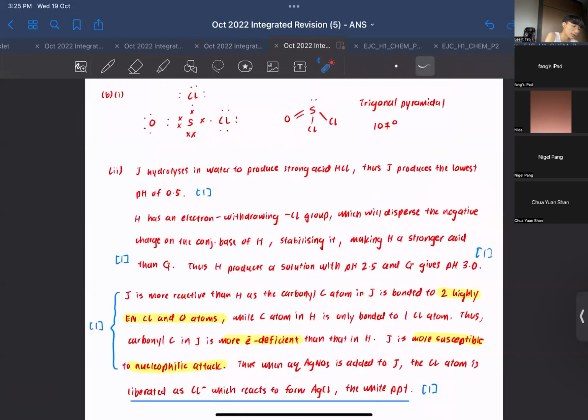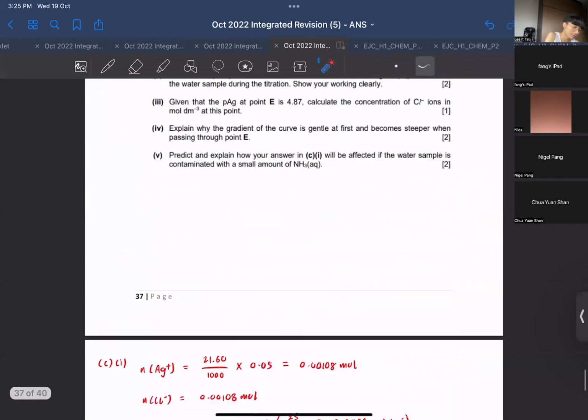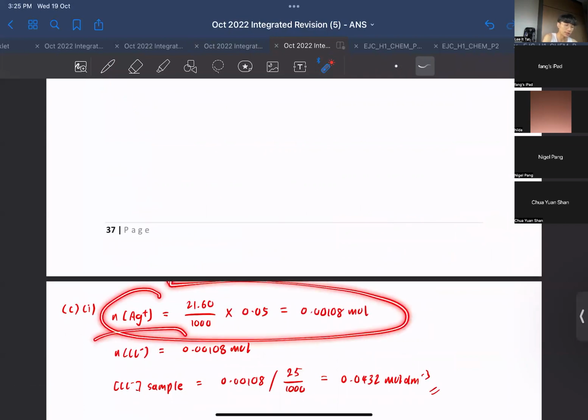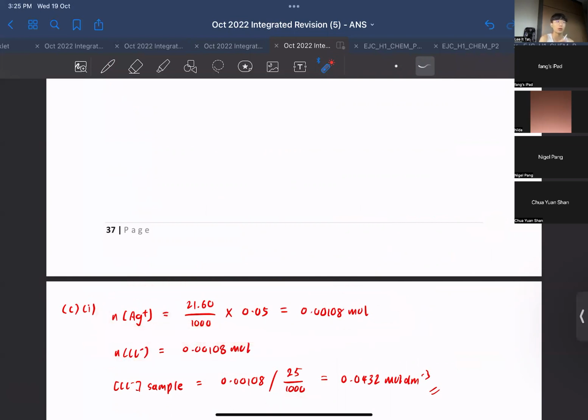So let's take a look at the answer here. The equivalence amount of Ag+ is the same as Cl- because it's a complete reaction. Then you divide by its volume. Quite straightforward. And then the second part of this question, let me just switch it back.